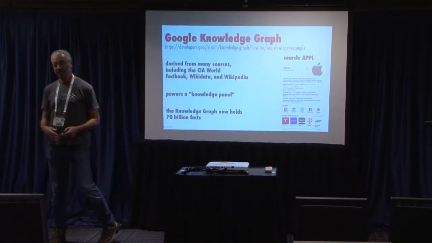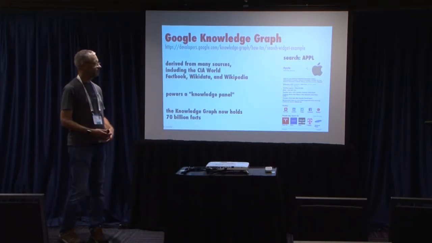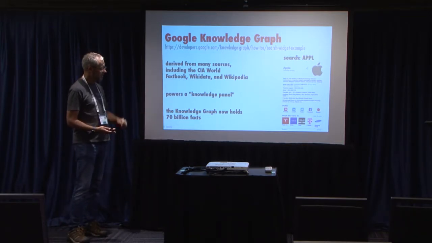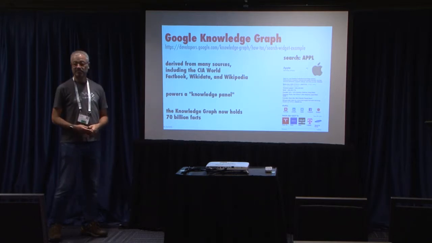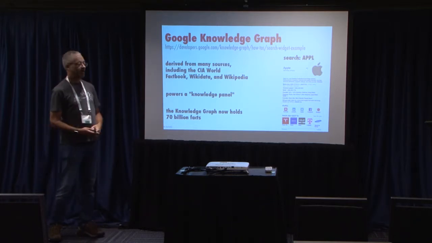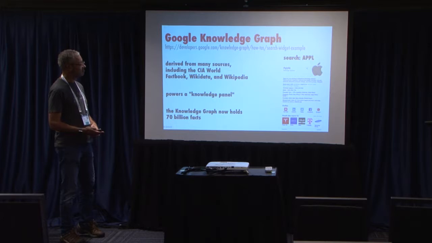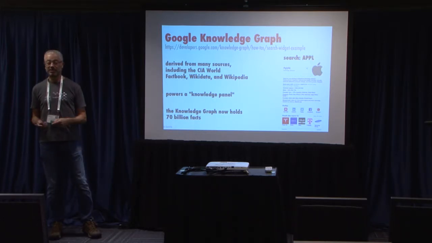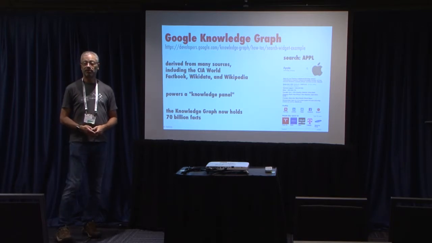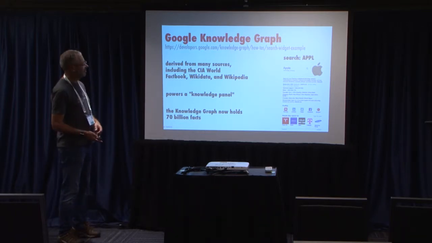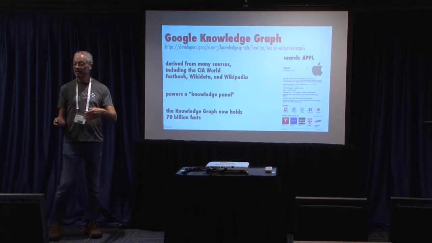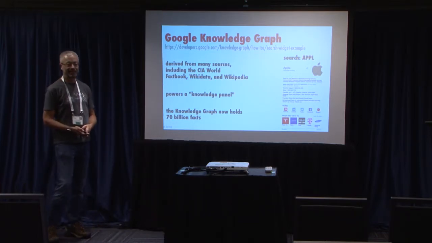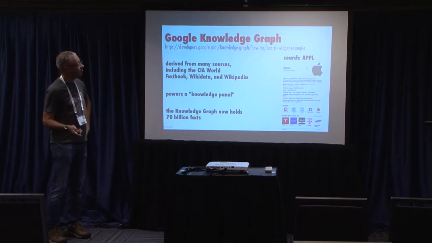So Google, all the little panels you get, all the answers are coming from the knowledge graph. And they claim it has around 70 billion facts or assertions. And so there's a lot of interest in the big search engines to build knowledge graphs. And they reuse everything that was in the previous slides, obviously. And then they add whatever they can more.